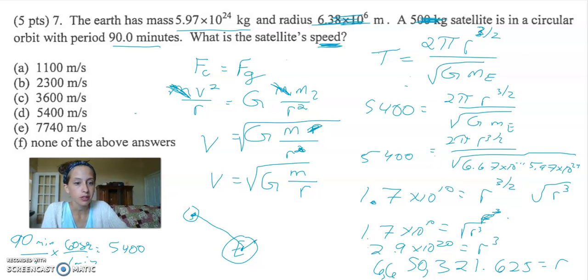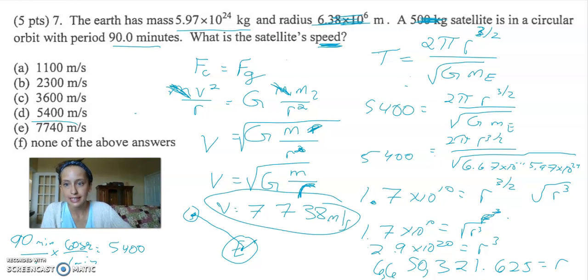So now we can plug this in right here where this r is. Big G is still 6.67 e to the negative 11. Multiply that by the mass of the Earth, which is 5.97 e to the 24th. Divide that by that r. I stored it in my calculator as x, so I can just bust out that x. And then be sure to take your square root. All right, and I got 7738 meters per second, which is E.